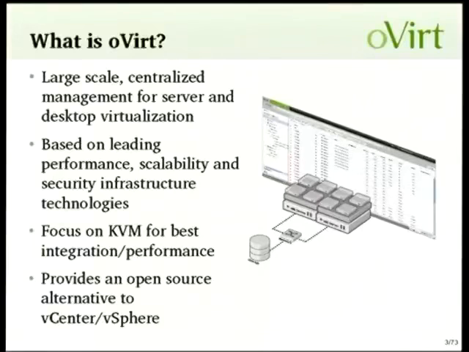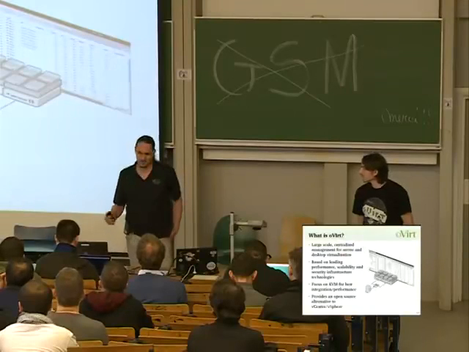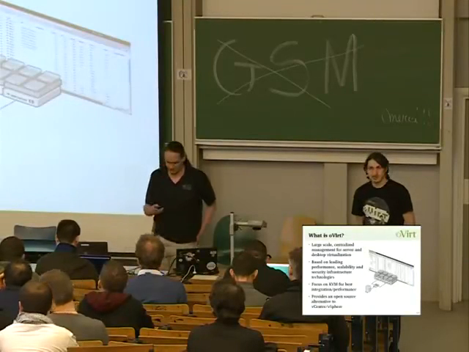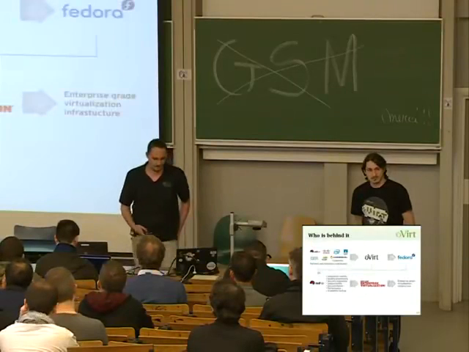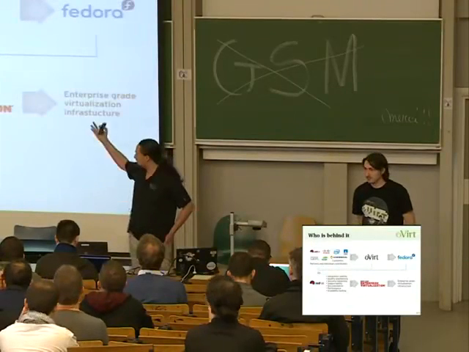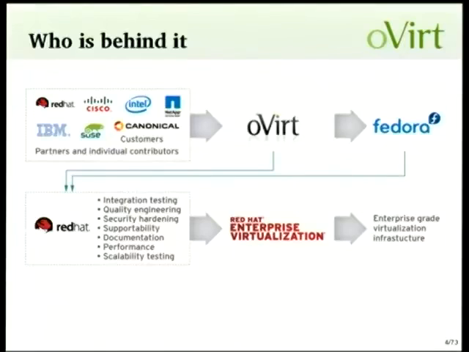So what is oVirt? I guess most of you already heard about it. Large-scale centralized virtualization. It is basically like an open source vSphere or vCenter. It's based on KVM. KVM and Linux give us great performance and stability and other features. And there are a great lot of companies behind it and also individual contributors, which all create oVirt.